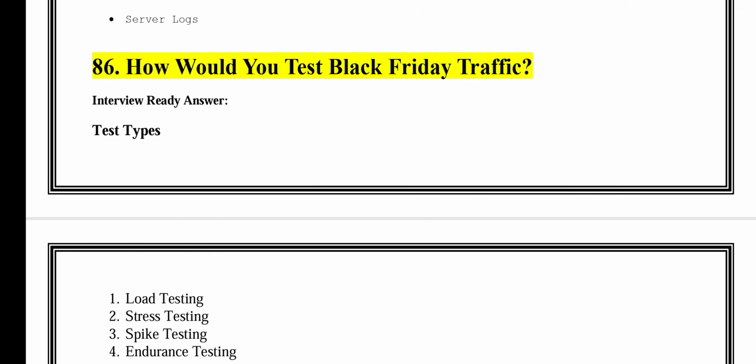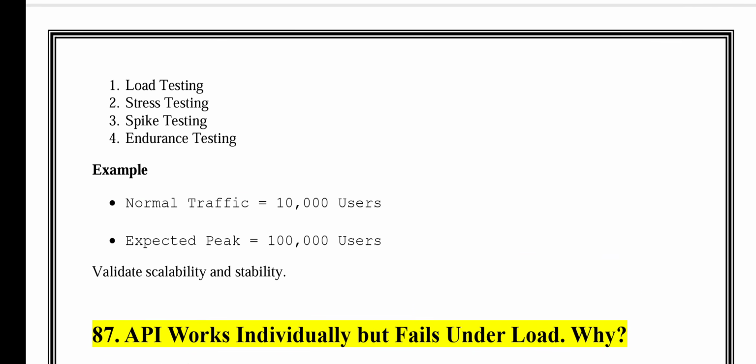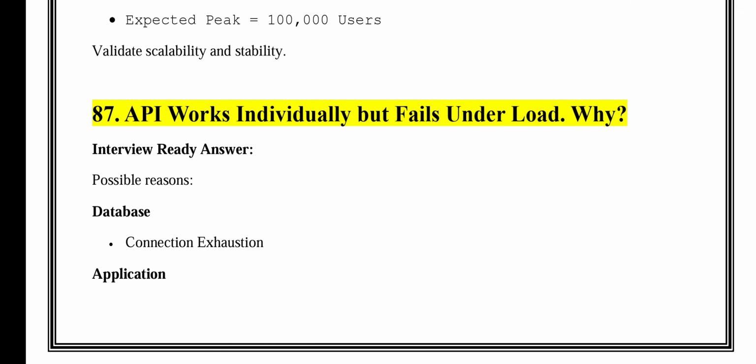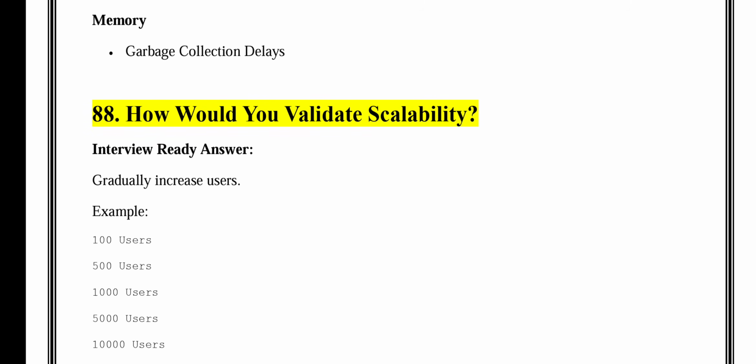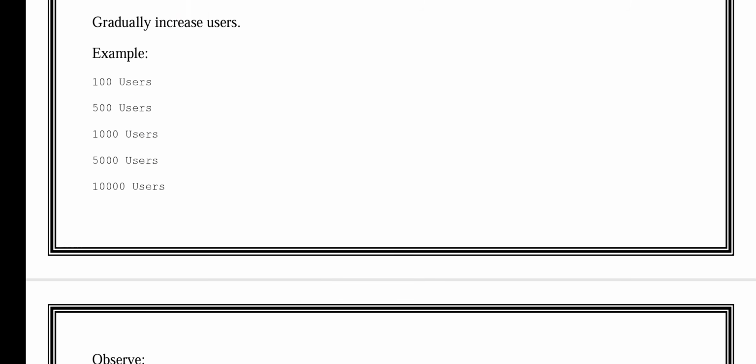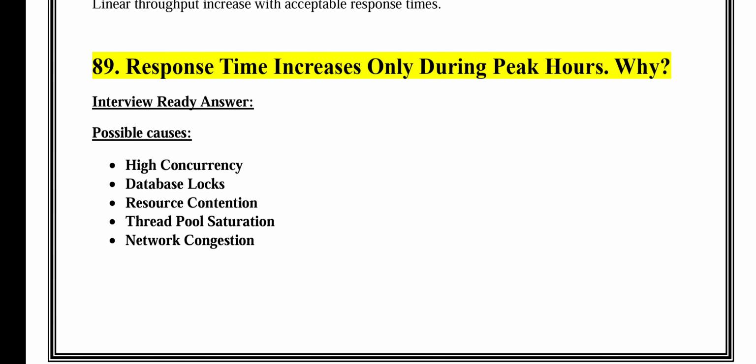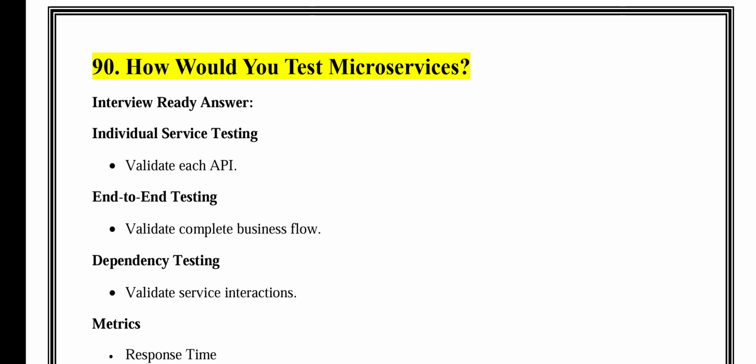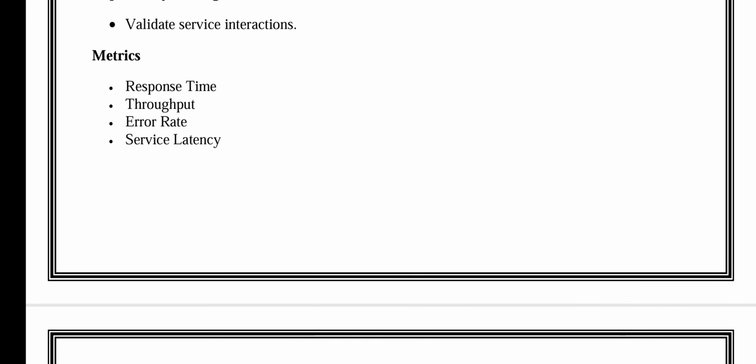How would you test Black Friday traffic? API works individually but fails under the load. Why? How would you validate scalability? Response time increases only during peak hours. Why? How would you test microservices?